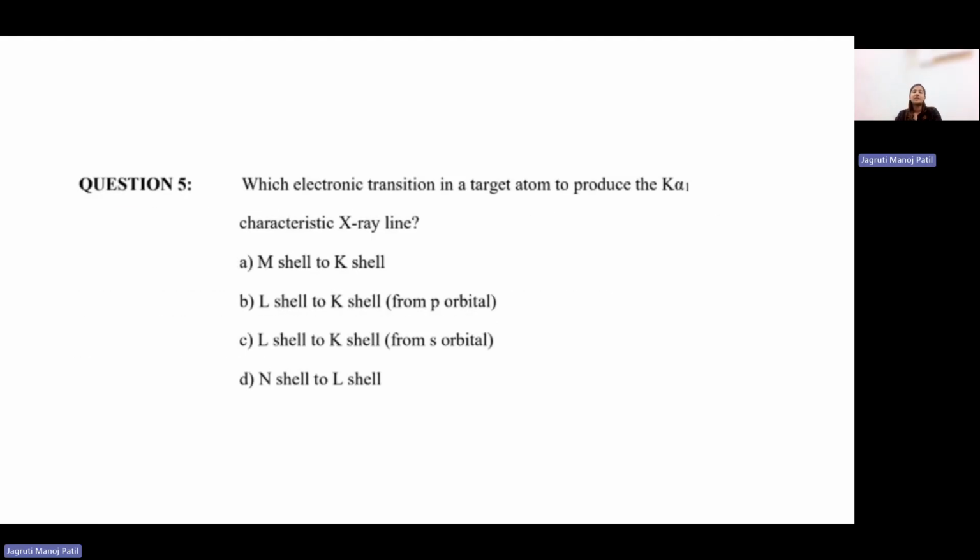Now, which electronic transition in an atom produces the K alpha 1 characteristic X-ray line, from where to where does it jump?